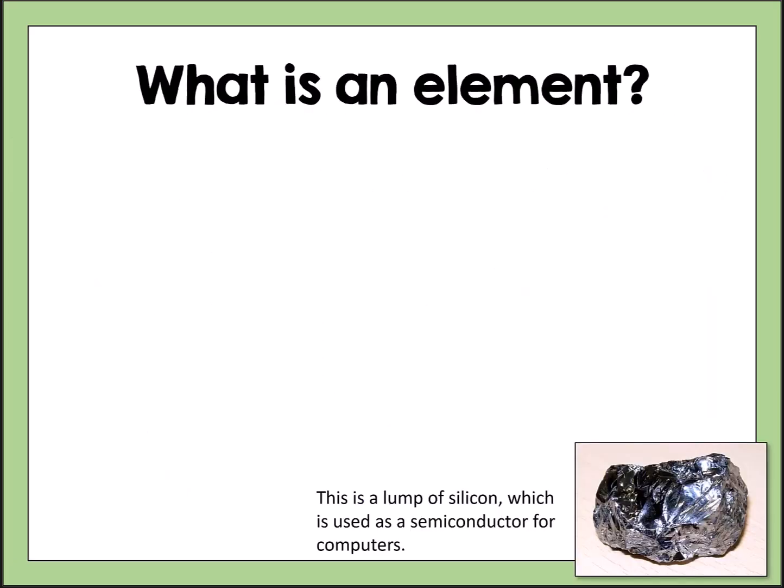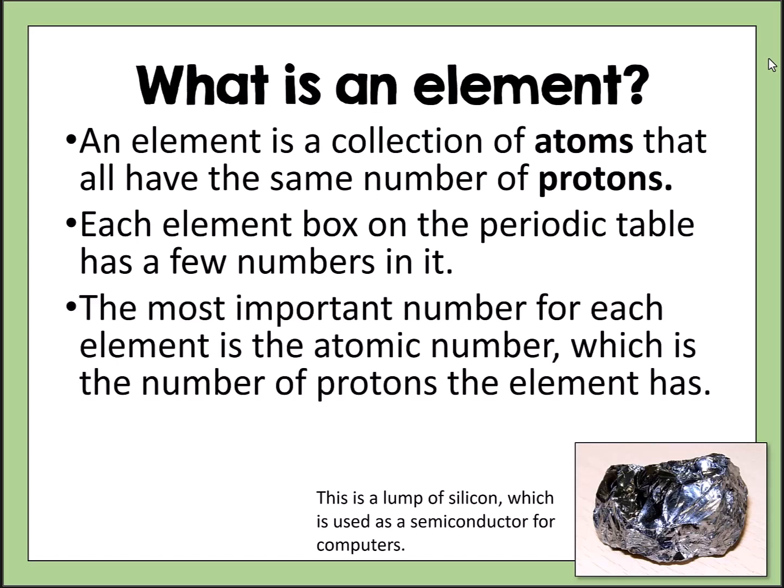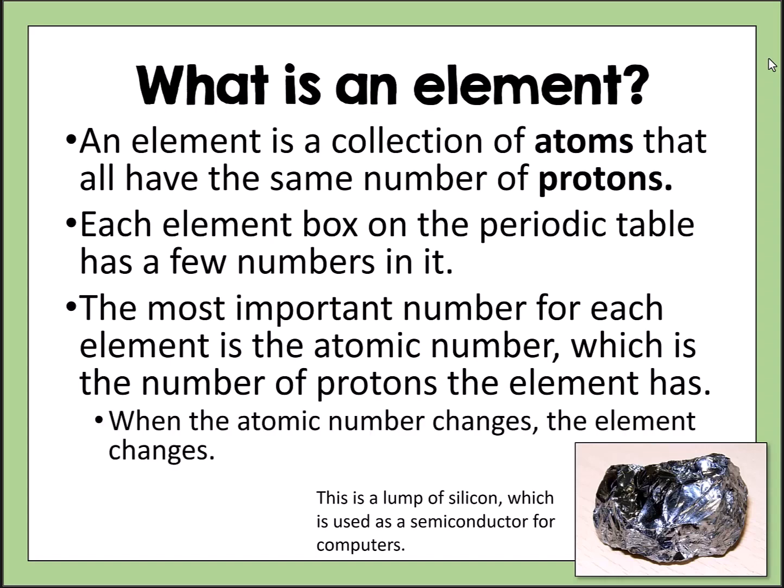So what exactly is an element? Well, an element is a collection of atoms that all have the same number of protons. And each element box on the periodic table has a few numbers in it, as I just mentioned. The most important number for each element is the atomic number, which is the number of protons the element has. When the atomic number changes, the element changes.